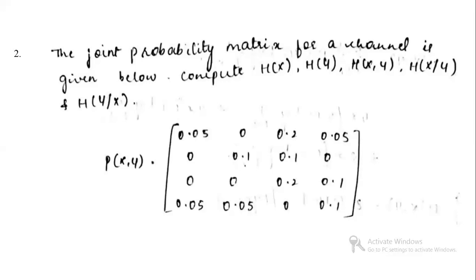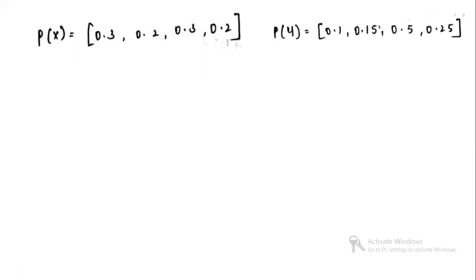After calculating this, we get the values of P(X), that is the input values, as 0.3, 0.2, 0.3, and 0.2. This is the sum of the values of each of the rows. And P(Y), that is the output values, goes as 0.1, 0.15, 0.5, 0.25. That is the sum of the probability values of each of the columns. So we now know the input probabilities and output probability values.